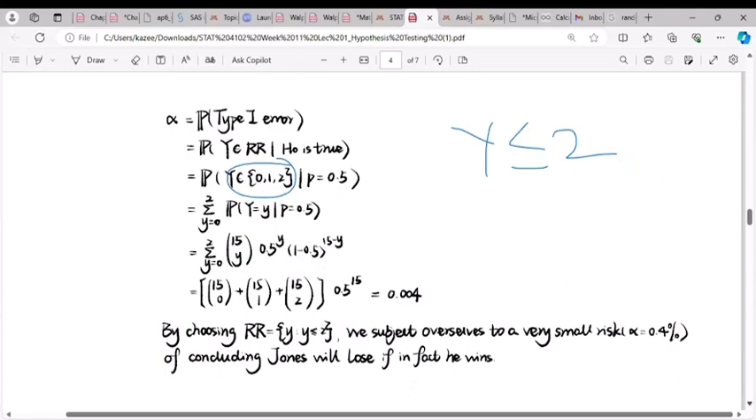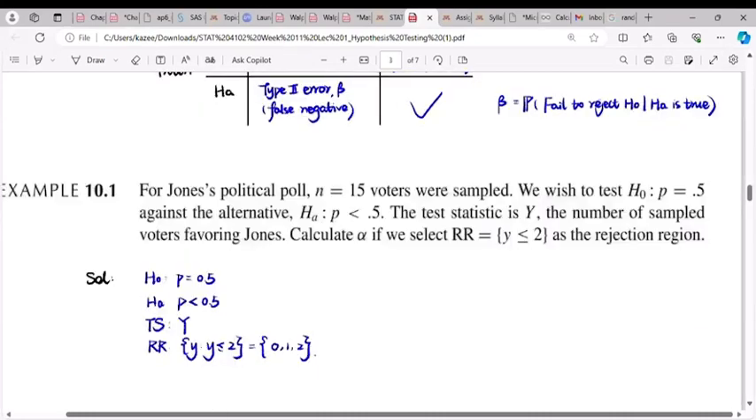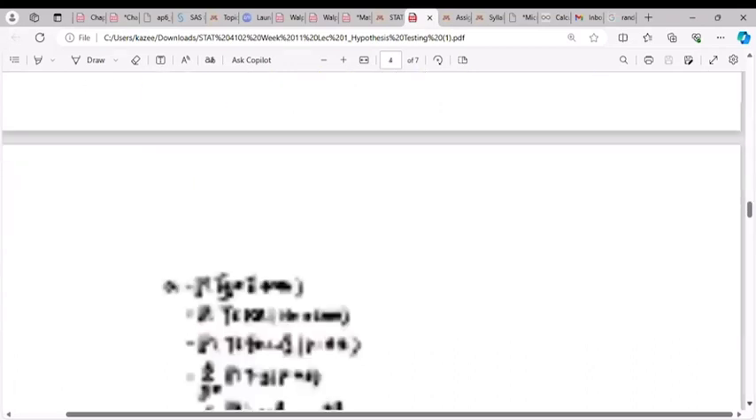And given that, what was p? p is 0.5. The value of p here is a hypothesized value, the value under the null hypothesis. You're going to see the value under the null hypothesis. Do you see that? That is the value of p. When H naught is true, that is what we mean, that p will be 0.5.